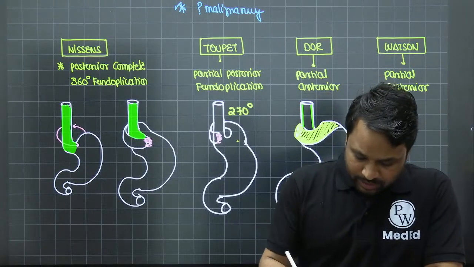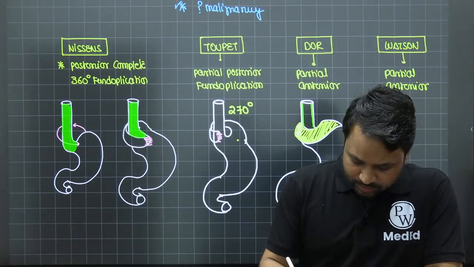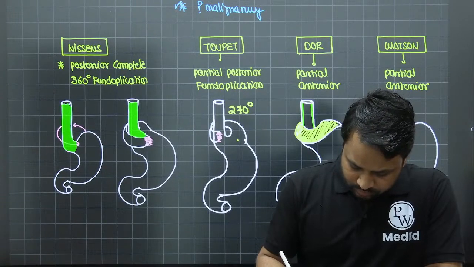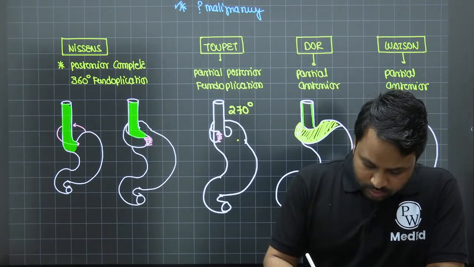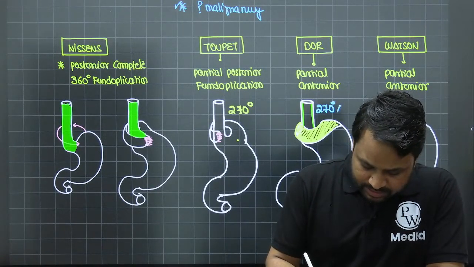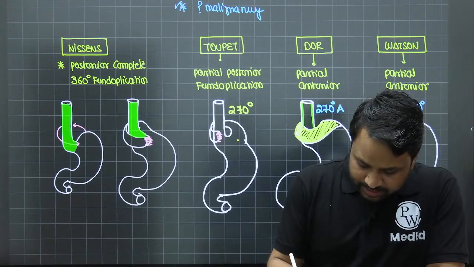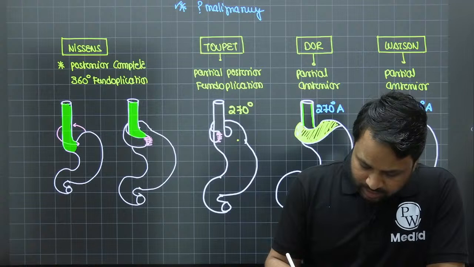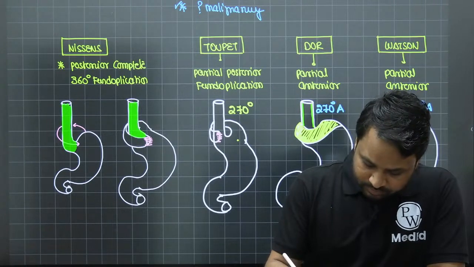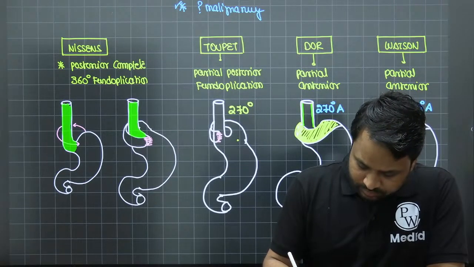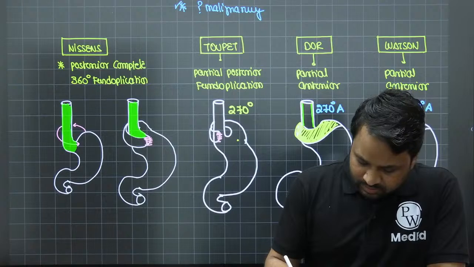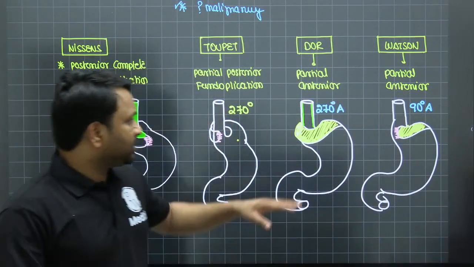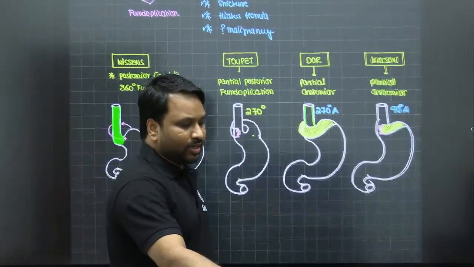Watson is going to be a 90-degree fundoplication. So Dor is also a 270 degrees, but this time it is anterior. This is 90 degrees anterior. So 90 degrees anterior mein kya hai? You're taking it here and then you're wrapping it across here. That's it. So this is an anterior wrap that you have created from the Watson's. Okay? Watson's is going to be a partial anterior fundoplication.